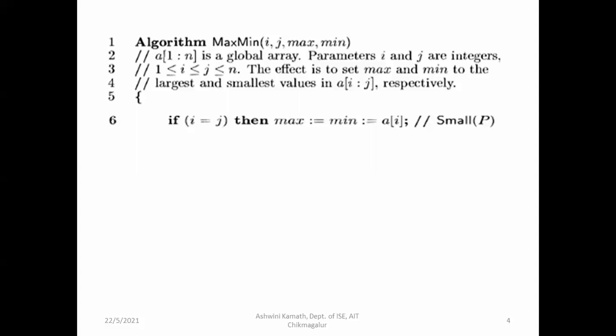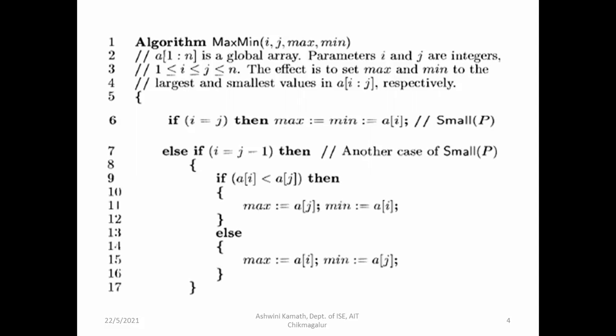For example, if I have the number 10 in an array, I have only one element, that is 10. So maximum is 10, minimum is also 10 because we have only one element. That is Small(P). When we have two elements, that is also Small(P), because one will be lesser and one will be greater.